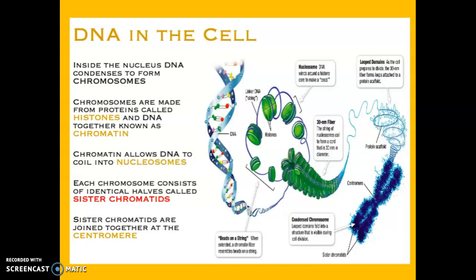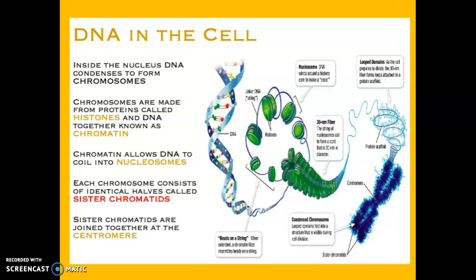And the way it condenses into chromosomes is it essentially coils up on itself with the help of those little green yo-yos there. Those yo-yos are called histone proteins, and the DNA will actually coil up on those histone proteins to make it more condensed.